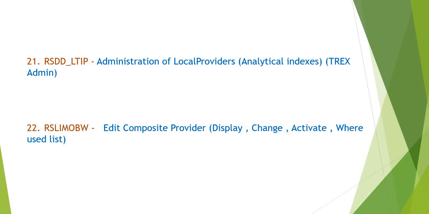Next, RSDDLTIP. It is used for administration purposes of the analytic indexes. You may have multiple analytic indexes in your system. So using this T-code, you can have an administration overview of your analytic indexes. Next, RSLIMOBW. Using this T-code, you can do the editing on composite provider. You can see the data, you can change or activate, and also you can see the where used list of the composite providers.